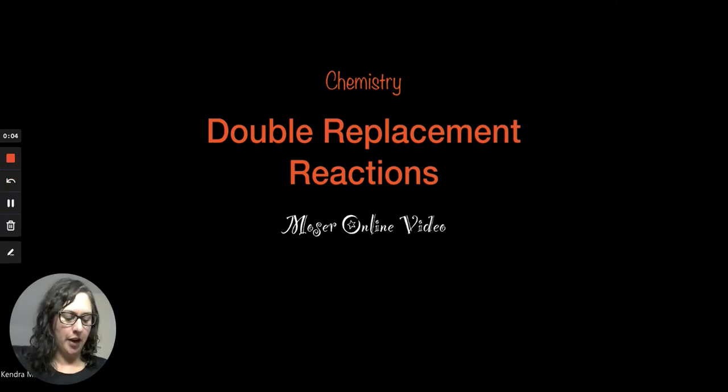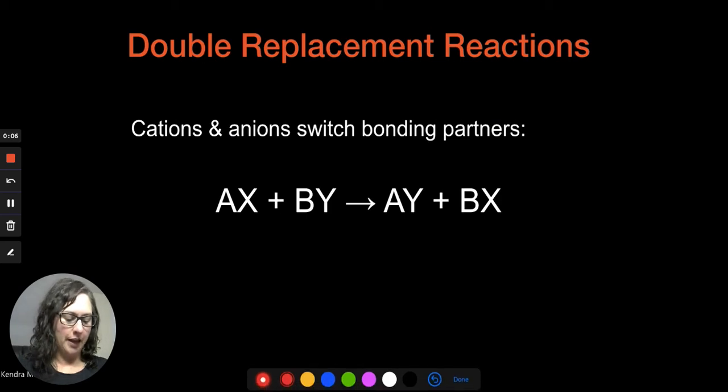Double replacement reactions are ones where we have the cation from one element and the anion from the other element that are going to combine on the other side and vice versa. And so we see that this is really a situation where they're going to swap partners. There are three main types of these reactions that we will see occur.